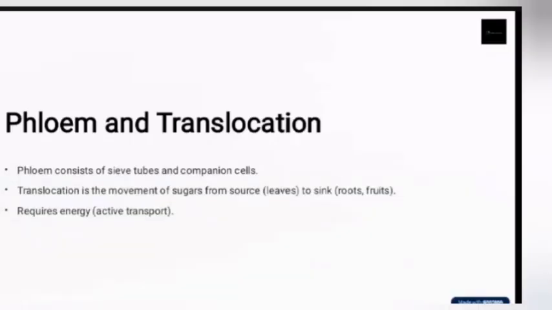First of all, phloem are living cells. Xylem are dead, phloem are living. So they help in movement of sugar. Please, anywhere you hear sugar in the context of biochemistry, sugar talks about carbohydrates. They can also call it saccharide. So translocation is movement of sugar from the source, that is the leaf, to the sink.